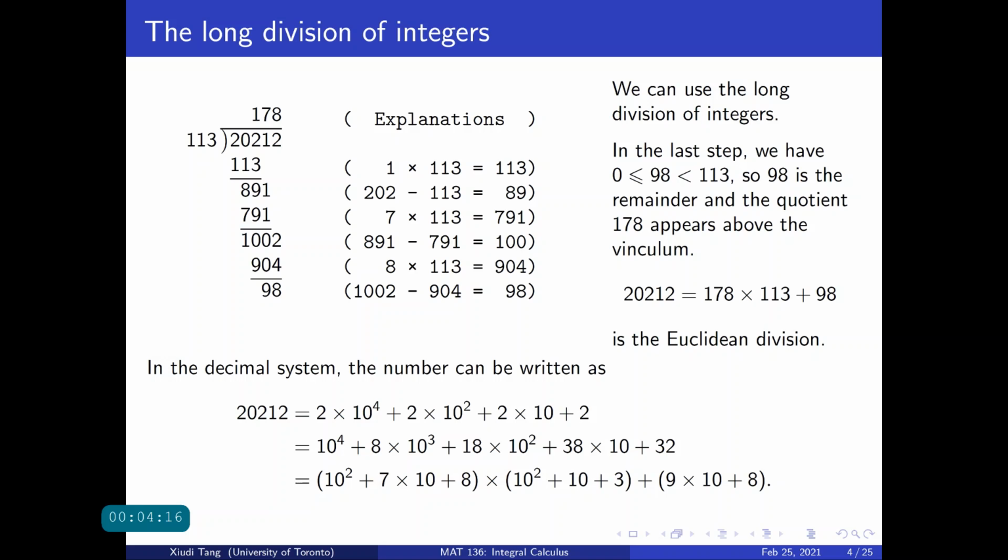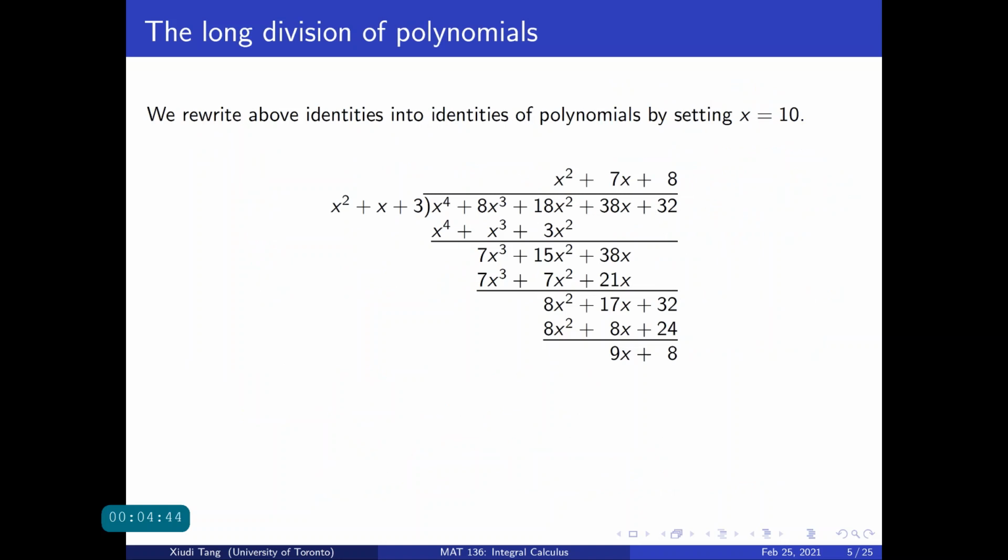On the right hand side, you can rewrite it as the parenthesis 10 squared plus 70 plus 8 parenthesis times the parenthesis 100 plus 10 plus 3 parenthesis plus the parenthesis 9 times 10 plus 8. So this can be seen as a product of two polynomials plus another polynomial in terms of 10. So now we would let x equal 10 and write the identities as an identity of polynomials, and we replace the numbers in the long division by the polynomials.